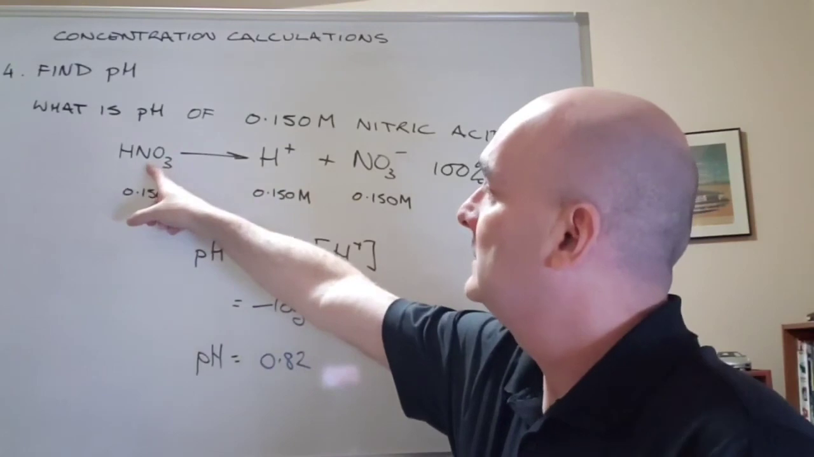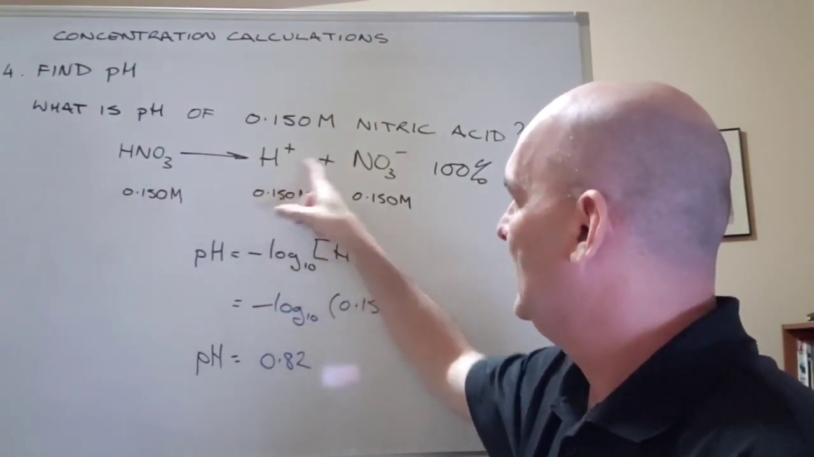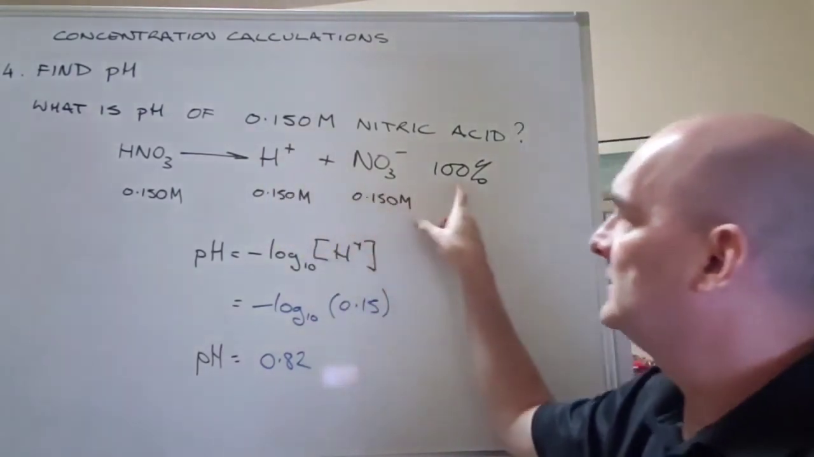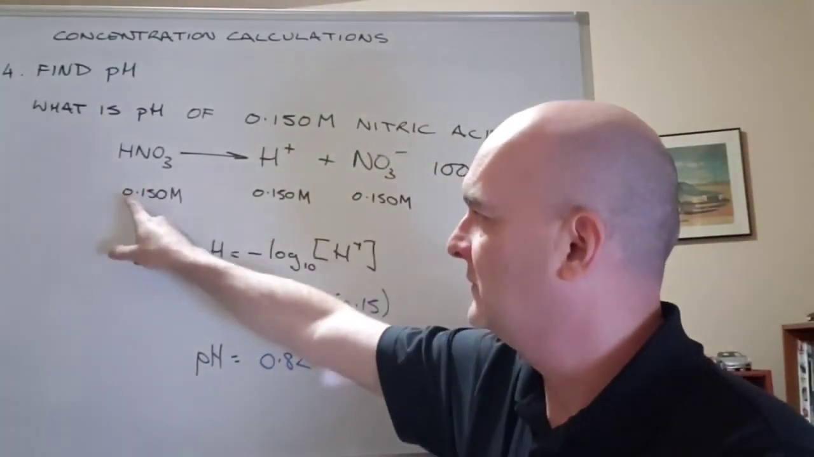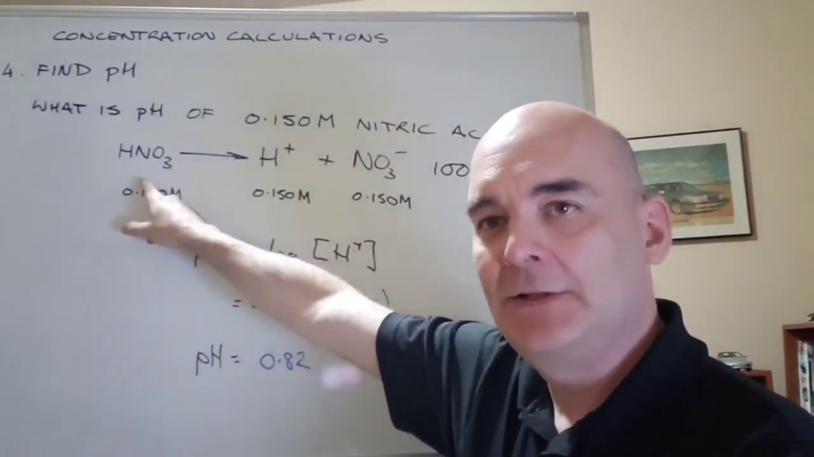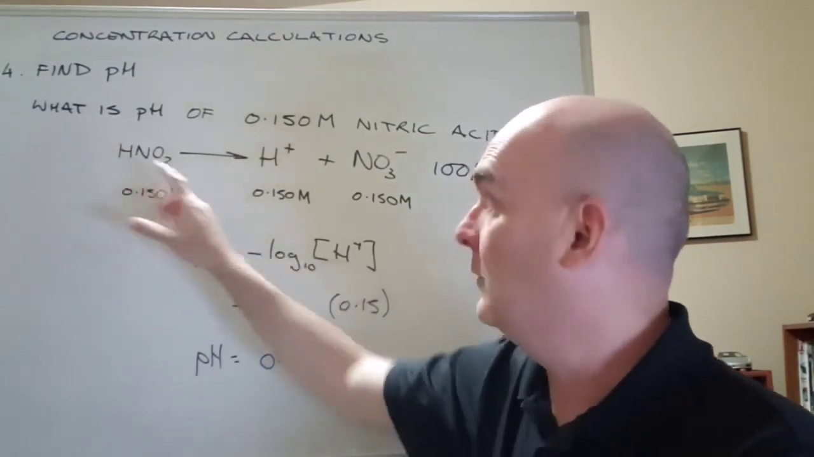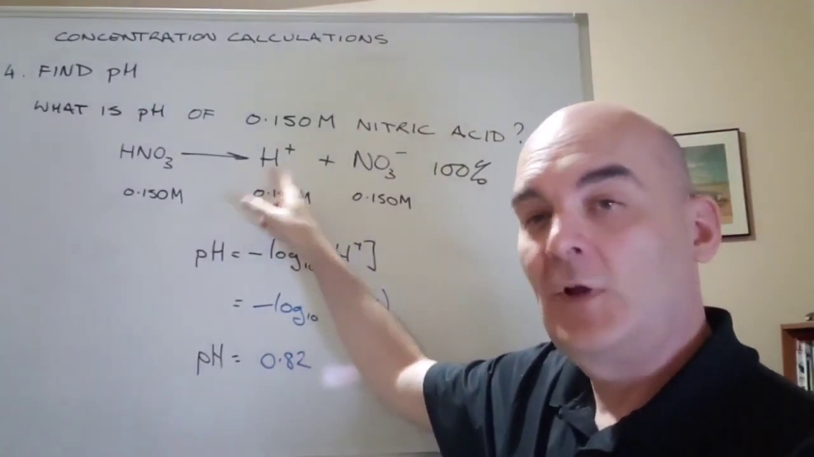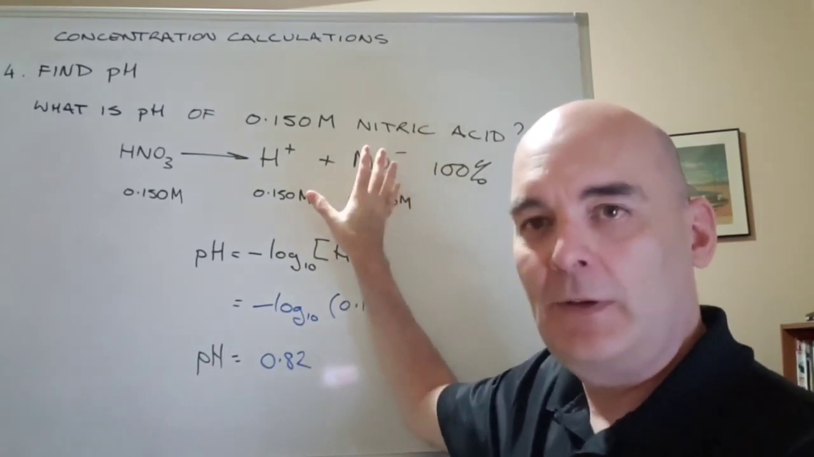So here's nitric acid, and it's a strong electrolyte. When you put it into solution, it separates, dissociates, and ionizes 100%. So if I started out with 0.15 mole per liter of nitric acid, what that really means is in solution, there's no nitric acid at all, but I have 0.15 molar H+. I also have 0.15 molar nitrate, but I don't care about that.